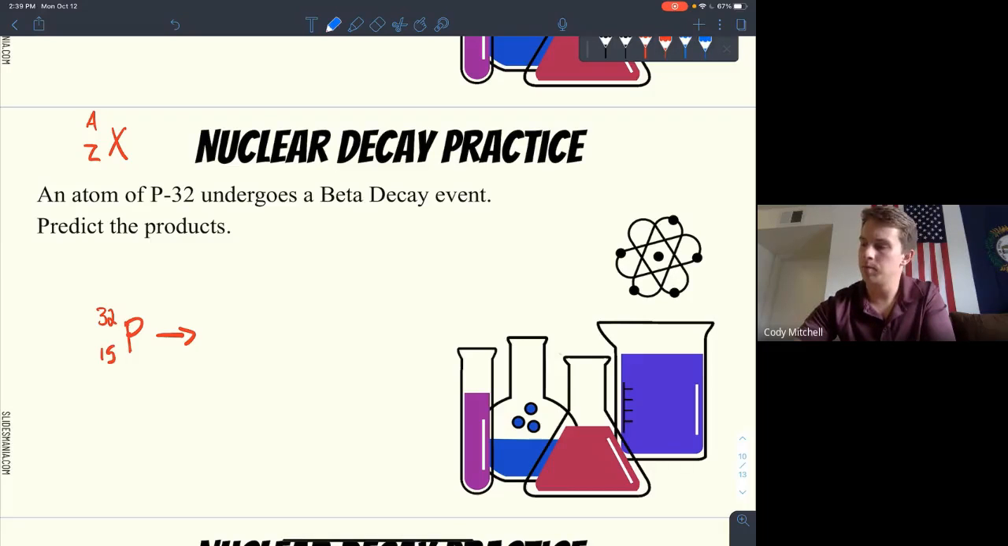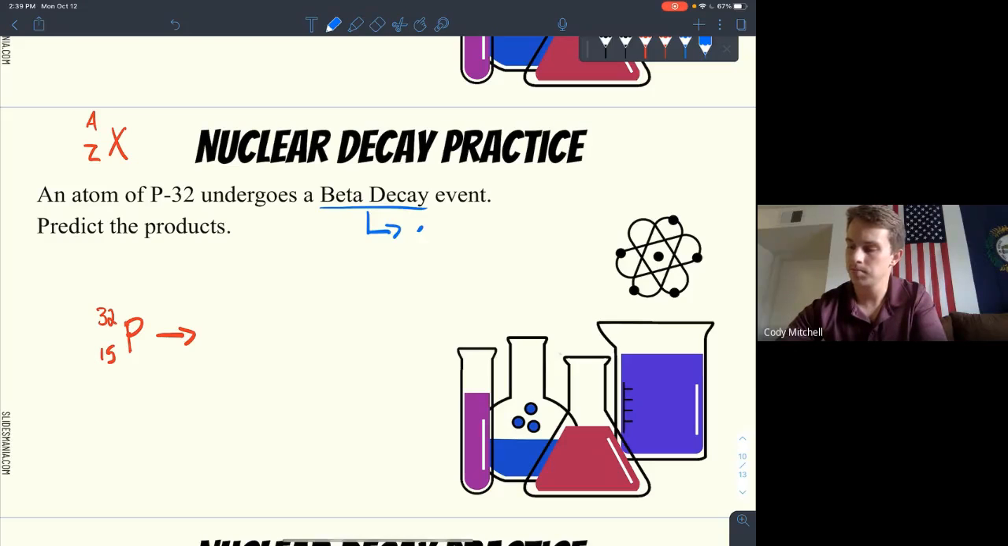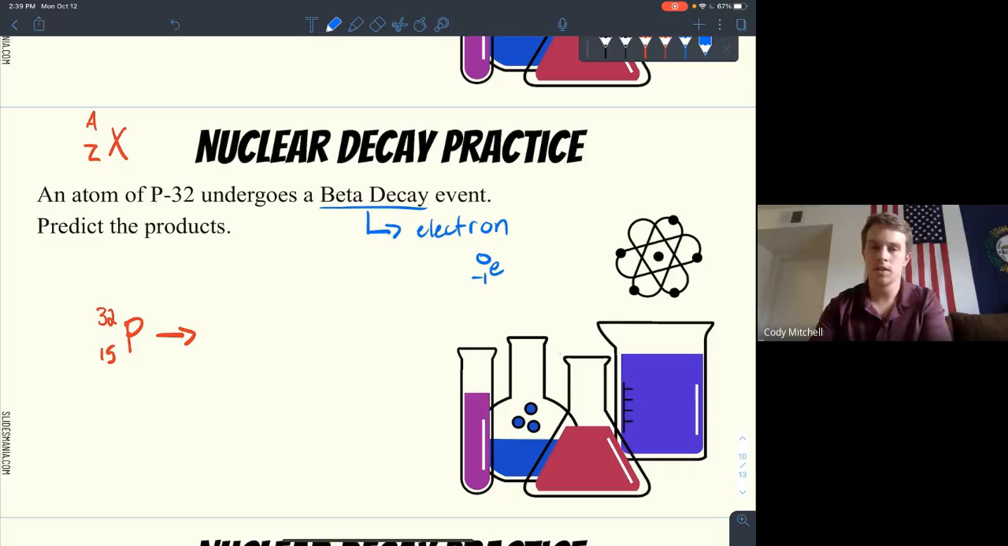Now we've got to remember what is the number one have-to-have product from a beta decay event or beta radiation? Well, it's an electron. And what does the symbol for an electron look like? It is an e with a -1 here. It's got that -1 charge and an atomic mass of 0. Very, very small. So I'll go ahead and write that here.